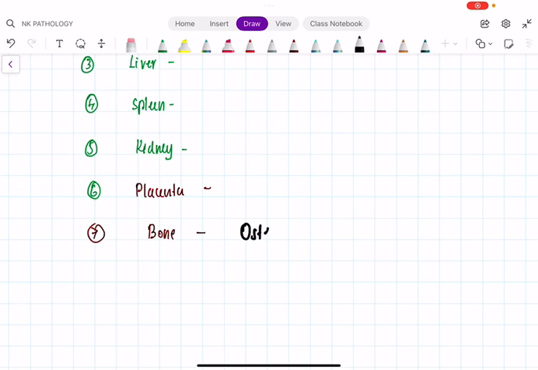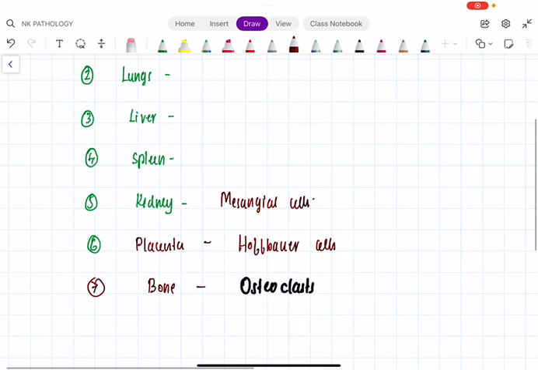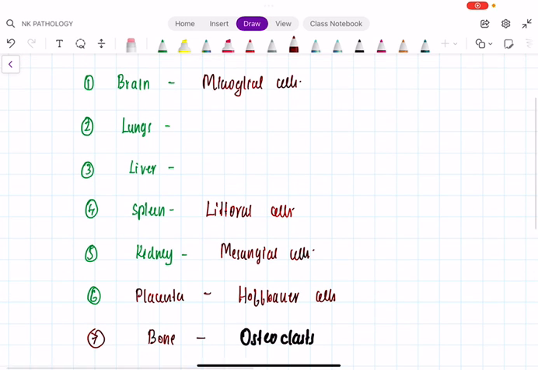Let us start from the last. Bone, as you all know, they are osteoclasts. In placenta, they are called Hofbauer cells. In kidney, they are the mesangial cells. In spleen, I hope you would have known this term, littoral cells. In liver, they are called the Kupffer cells. Am I right? Yes, you would have learned in histology.